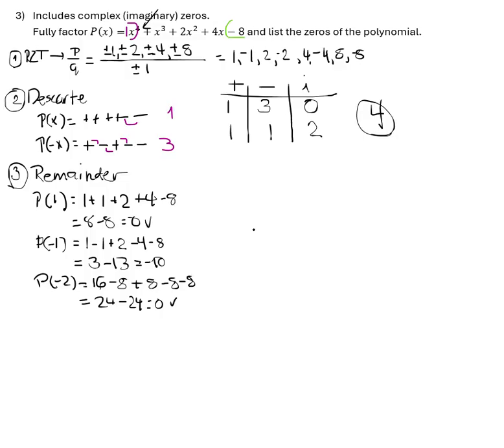Okay, so I know that 1 and negative 2 are both zeros. Since this is degree 4, that's going to leave me with 2 more zeros, which I can find by factoring or quadratic. So I'm going to go ahead and use synthetic.